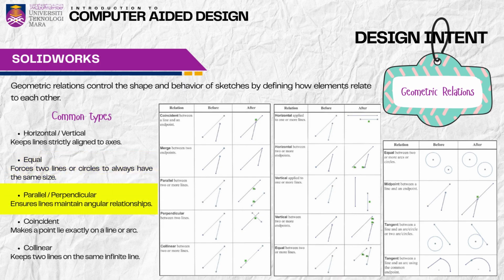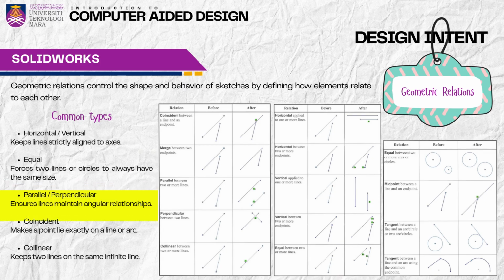Then we have parallel and perpendicular relations. These maintain angular relationships between lines. For example, if you want two lines to always run side by side, apply a parallel relation. If you want them to meet at a right angle, apply a perpendicular relation. And SolidWorks will maintain that 90-degree relationship even as you move or scale other parts of the sketch.